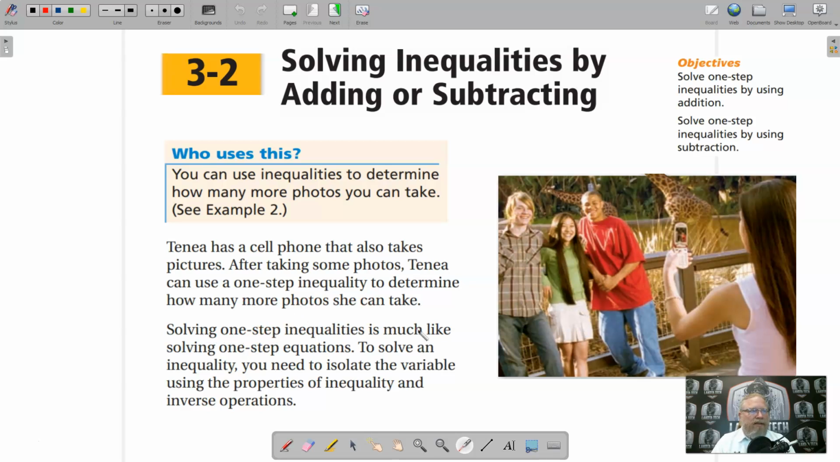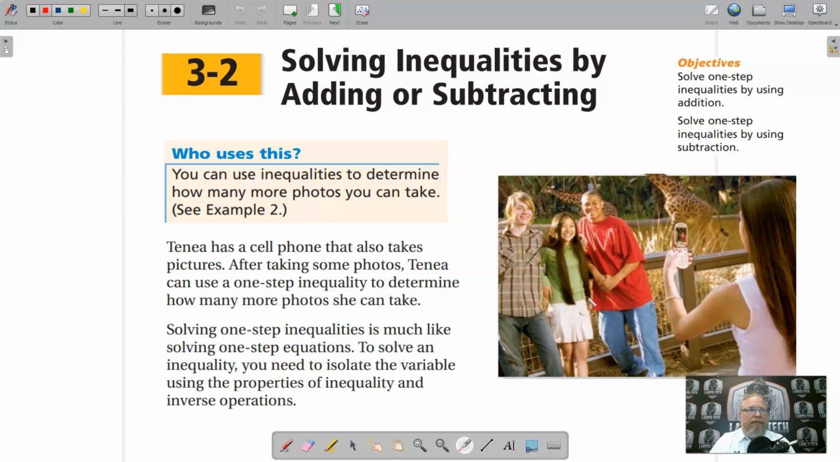Solving one-step inequalities is much like solving one-step equations. To solve an inequality, you need to isolate the variable using the properties of inequality and inverse operations. So properties of inequality sound familiar? Well, we went through a whole section in another chapter where we talked about the properties of equality, and with properties of equality, we used inverse operations to solve equations. So now we're going to do the exact same thing. We're going to use some properties of inequalities, use inverse operations to solve, well, in this case, inequalities.